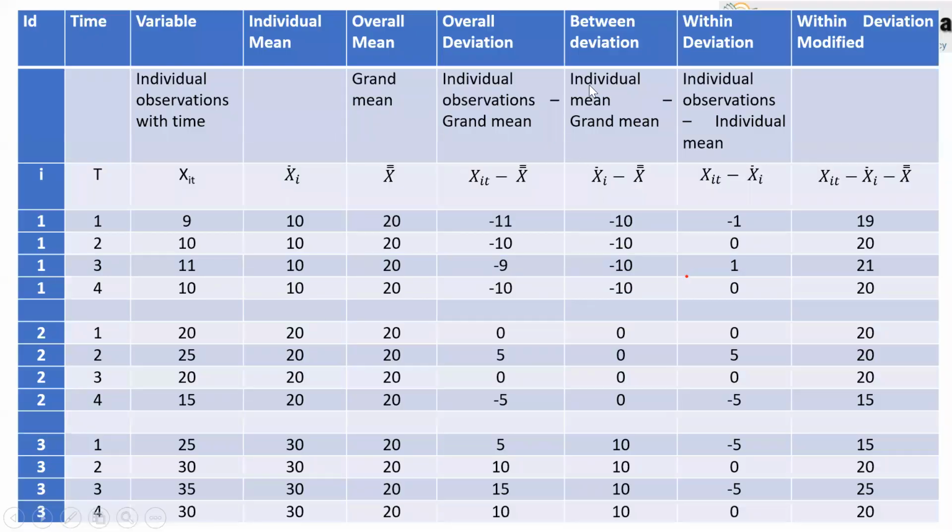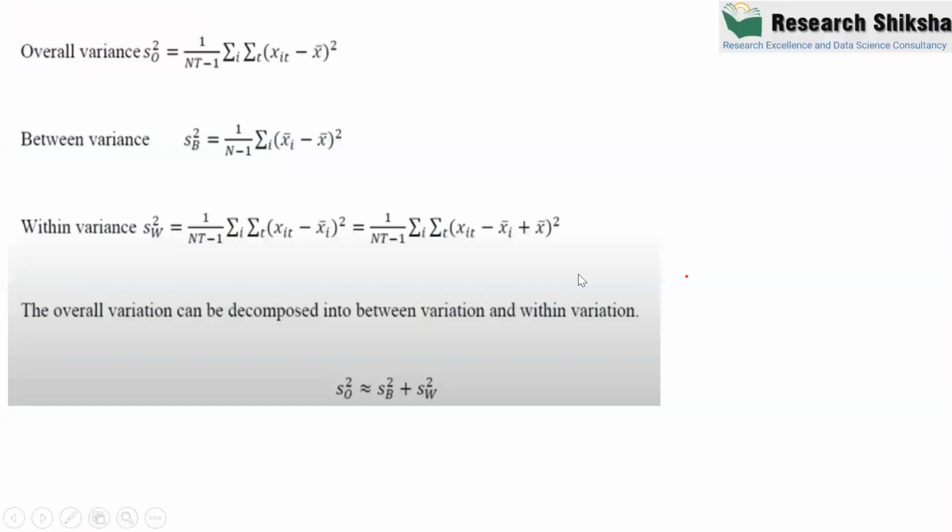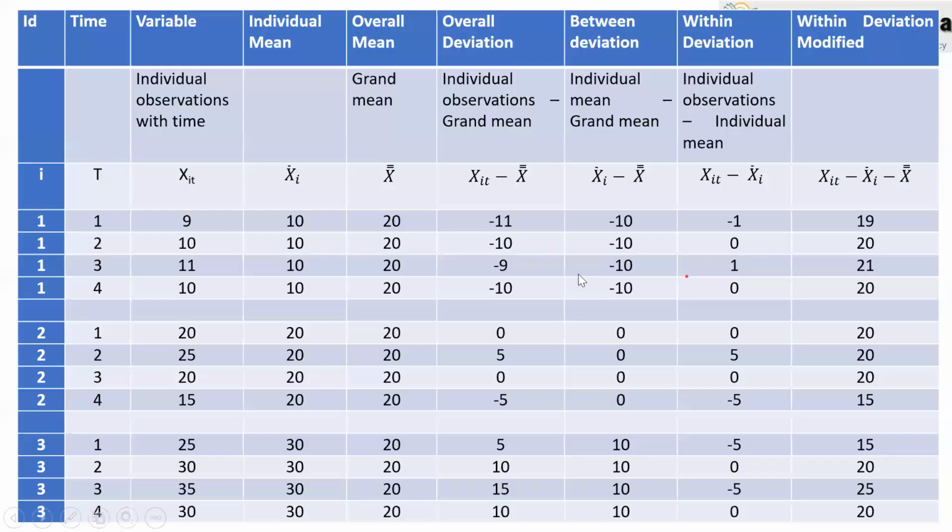So I explained three concepts: overall deviation, between deviation, and within deviation. Whenever we are going to apply panel modeling, we should know which variable is constant with time, which variable is constant for all the individuals, and which variable is different for individuals as well as different for different times, so that we can decide which model we should apply to the panel data. This is one of the key important properties of panel data.